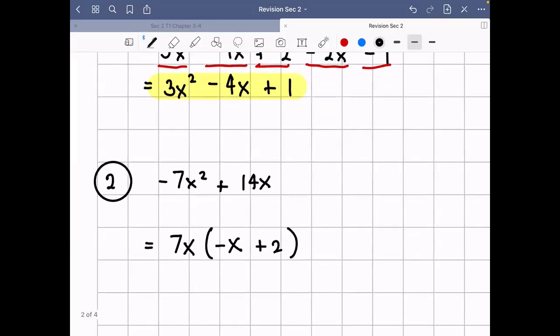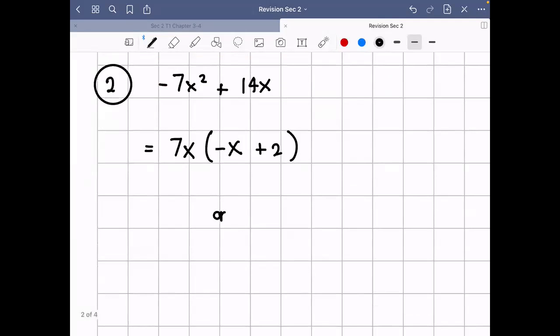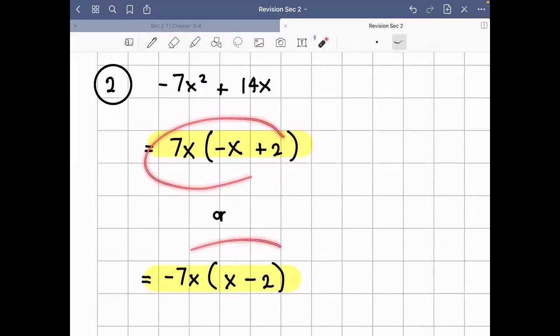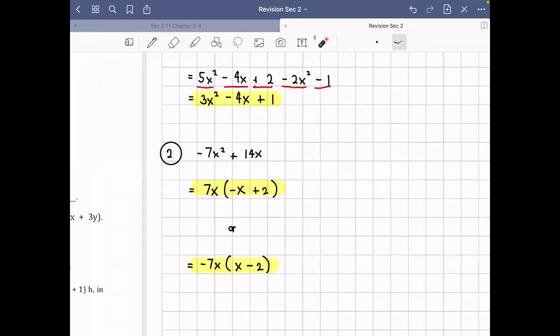Now, if you factored out negative 7x, it's also okay. It's just that the signs inside your bracket will change, of course. So it now becomes x minus 2. They're both correct, class, because if you expand this, you will get the same answer as the question. That's the difference between factoring and expanding.